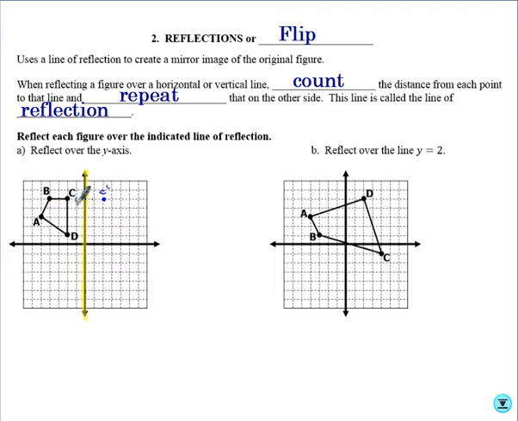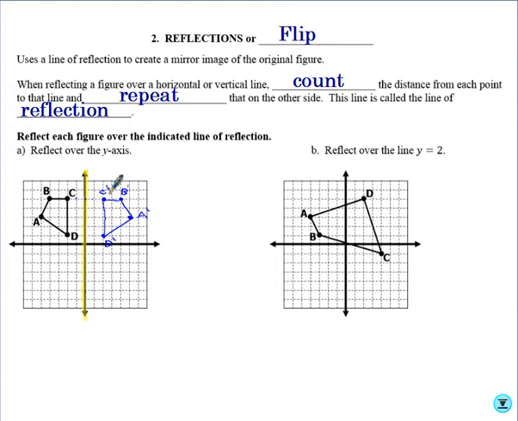B is 1, 2, 3, 4, then 1, 2, 3, 4. That gives me B prime. D is 1, 2 points away, 1, 2 points away. And then A is 1, 2, 3, 4, 5, then 1, 2, 3, 4, 5. And that's A prime. Then we just connect our dots, making sure that we connect them in the same order so that we have A, B, C, and D.